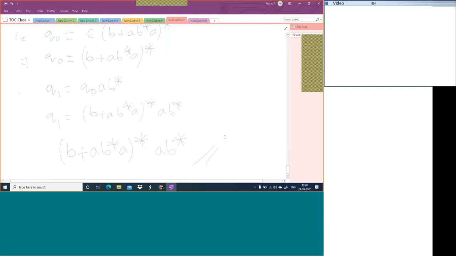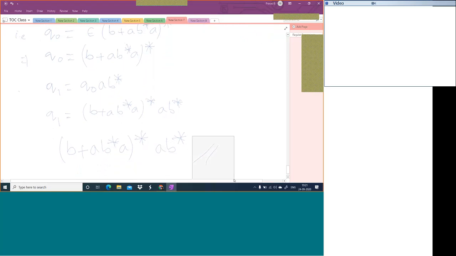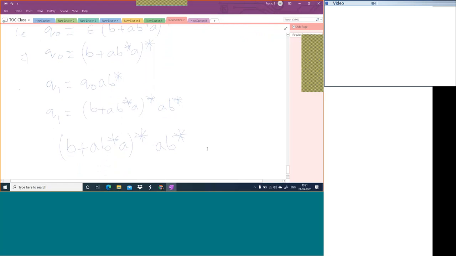So this is the answer. Here we got both the regular expression for even number of A's and for odd number of A's. At Q0 we got the expression for even number of A's, and at Q1 we got the one for odd number of A's. But the finite automaton is for only odd number of A's.